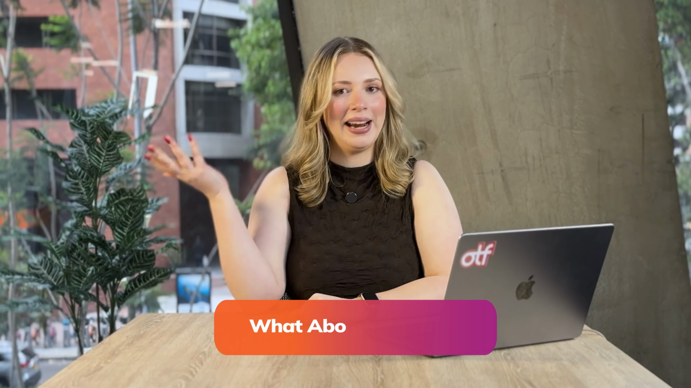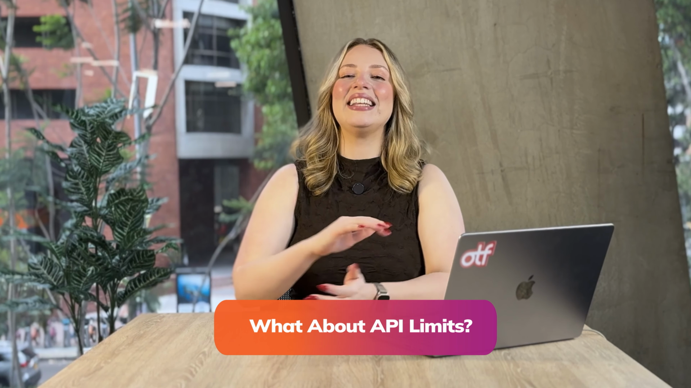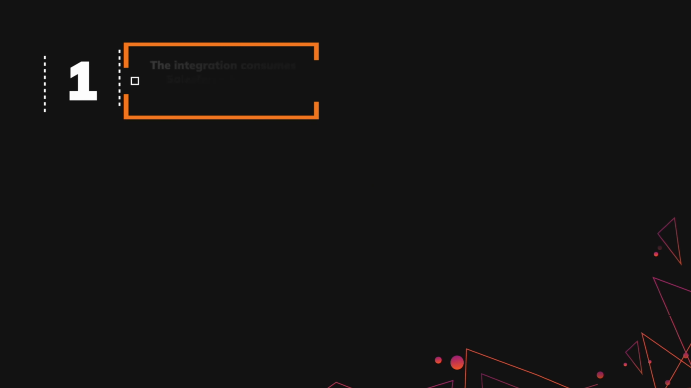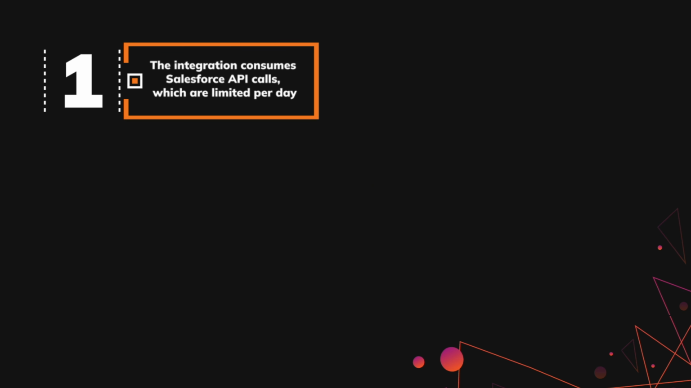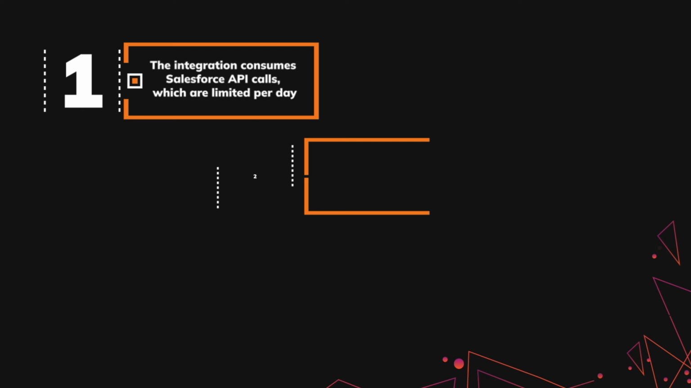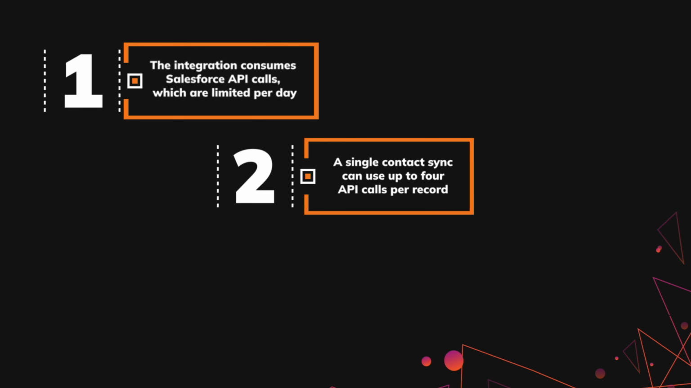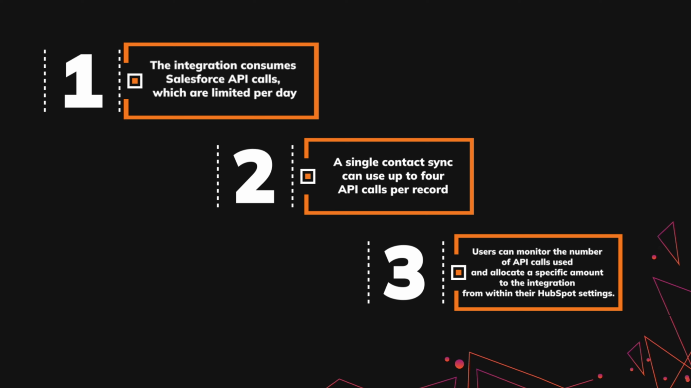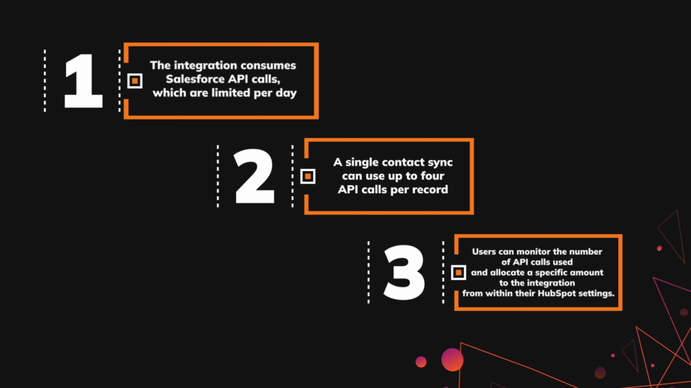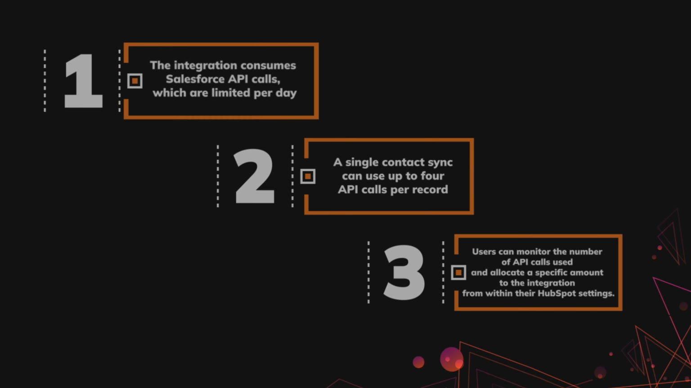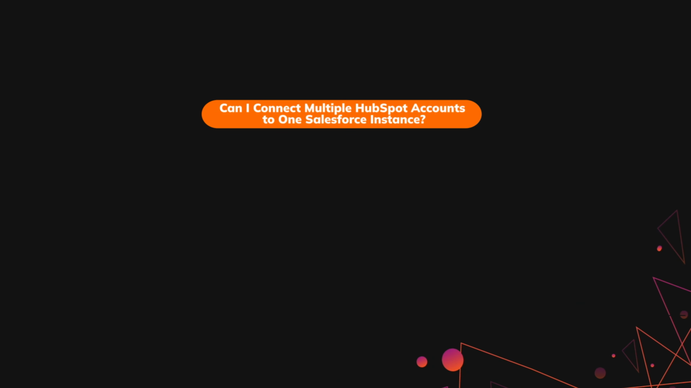And what about our API limits? So the integration consumes Salesforce API calls, which are limited per day. A single contact sync can use up to 4 API calls per record. So it's important to have someone monitor these API calls and allocate a specific amount to the integration within their HubSpot settings. Now, can I connect multiple HubSpot accounts to one Salesforce instance?